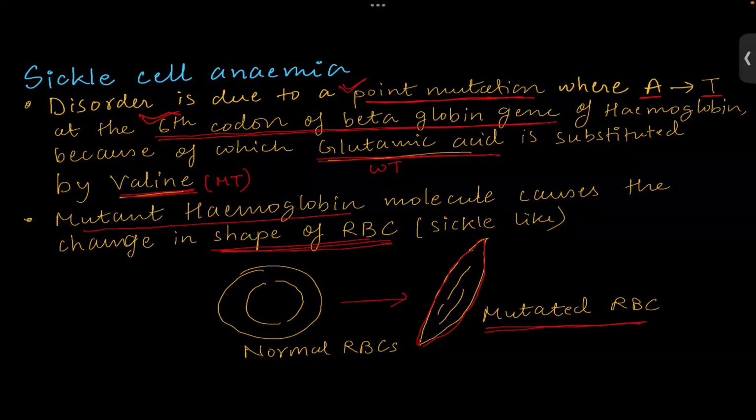So because of this change in shape, the RBCs are not able to carry enough oxygen. So the oxygen content in the blood is very much reduced, and the person develops an anemia kind of symptom. And this transition of the shape of the RBC happens under low oxygen levels, when the oxygen level in the blood is quite low.